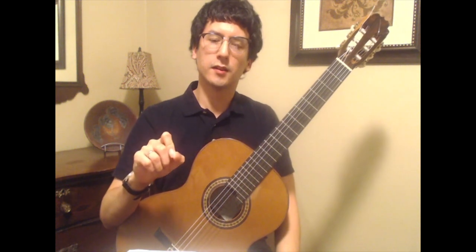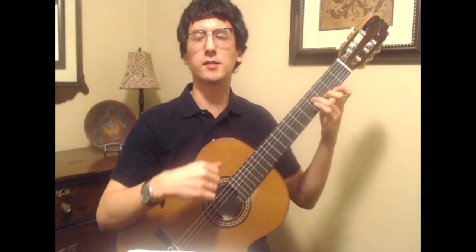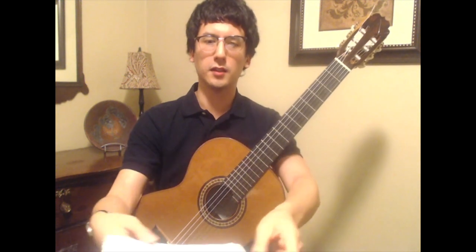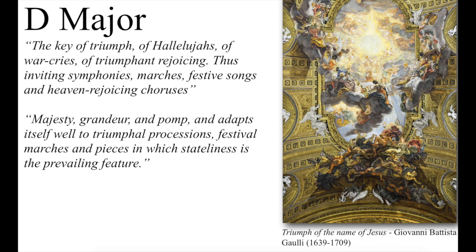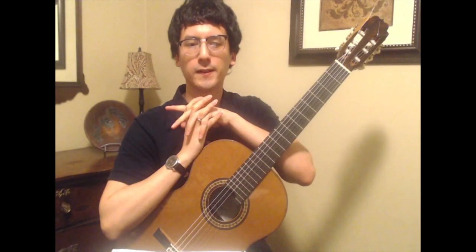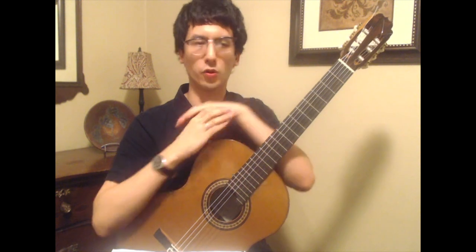The next moves key, so it shifts now towards D major. It doesn't necessarily change key, but it's really shifting towards a new chord or a new harmony. So D major, the key of triumph, of hallelujahs, of war cries, of triumphant rejoicing, thus inviting symphonies, marches, festive songs, and heaven-rejoicing choruses. Another says majesty, grandeur, and pomp, and adapts itself well to triumphal processions, festival marches, and pieces in which stateliness is the prevailing feature. So I think the most important takeaway for this one is triumph. Triumphant rejoicing.